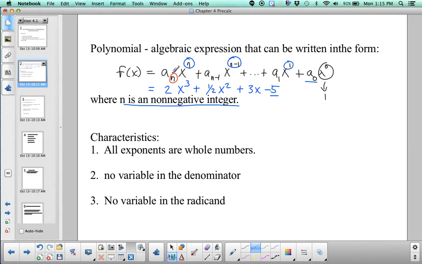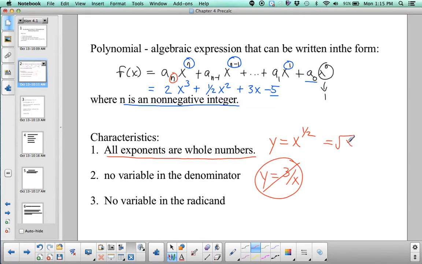So the characteristics of a polynomial function are that all exponents are whole numbers. No variables are in the denominators, so we couldn't have something like this. We couldn't have that. And then no variable in the radicand, which sort of goes along with number 1, all of the exponents are whole numbers, because if you have something like this, that is equivalent to the square root of x. And that breaks rule 1, and this breaks rule 2, because x is in the radicand.